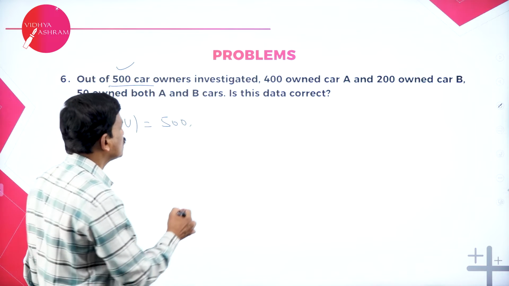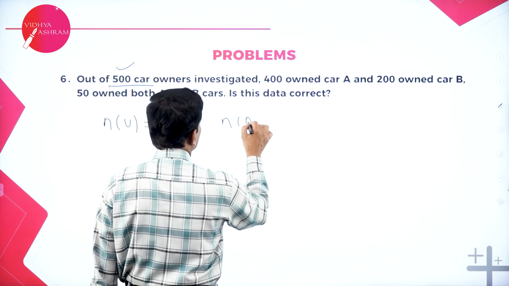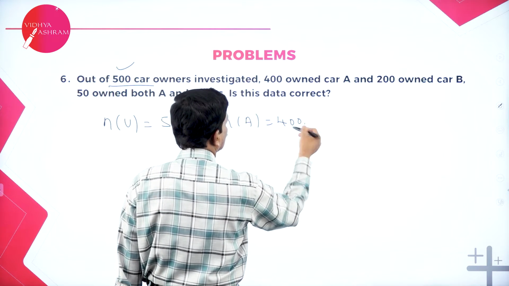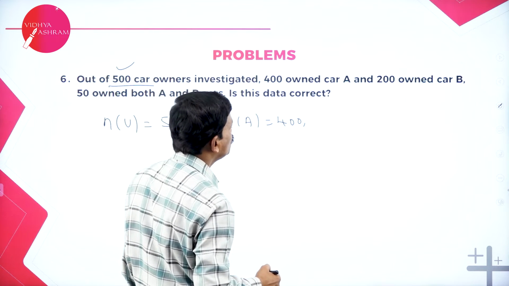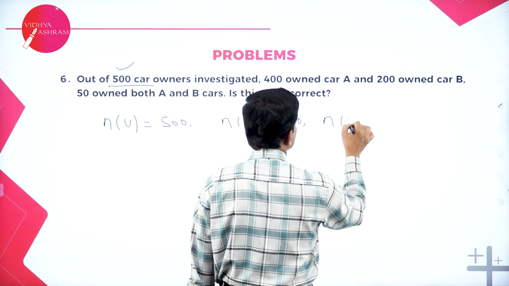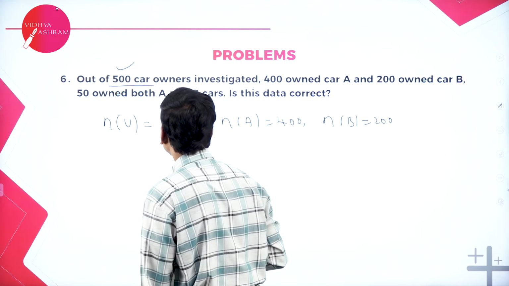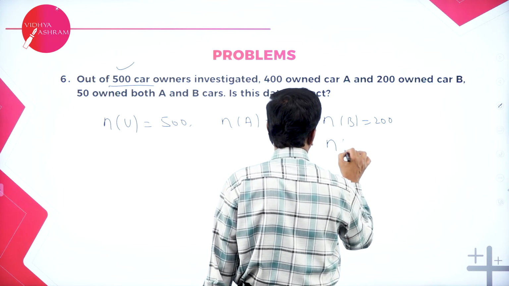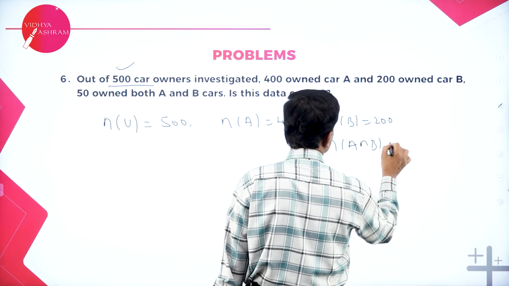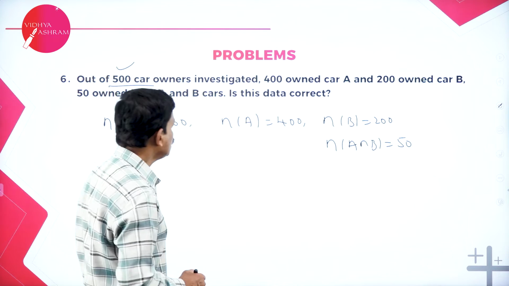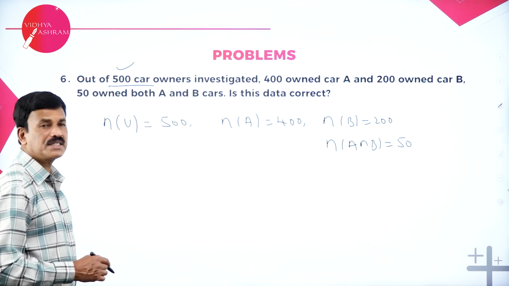400 owned car A, so n of A is equal to 400, given. And 200 owned car B, so n of B is equal to 200. Okay. And 50 owned both A and B, n of A intersection B is equal to 50. Now, let us verify whether the given data is correct or not.